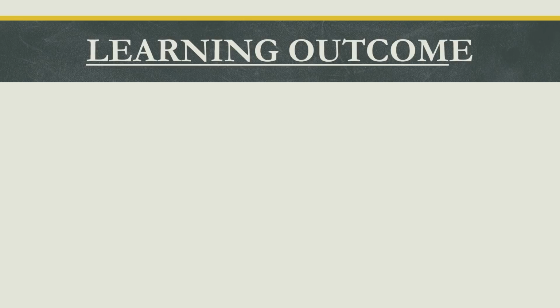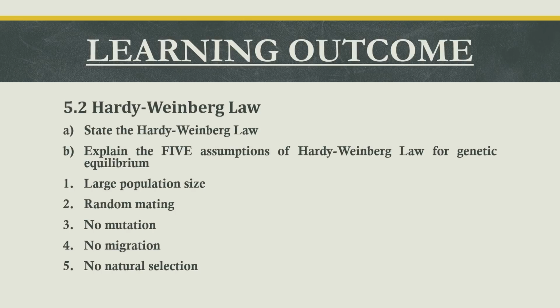Next, we'll proceed to the learning outcome for subtopic 5.2 Hardy-Weinberg law. At the end of this lesson, you should be able to state the Hardy-Weinberg law and explain the 5 assumptions of Hardy-Weinberg law for genetic equilibrium. Number 1 is large population size. Second is random mating. Third is no mutation. Fourth is no migration. And lastly is no natural selection.